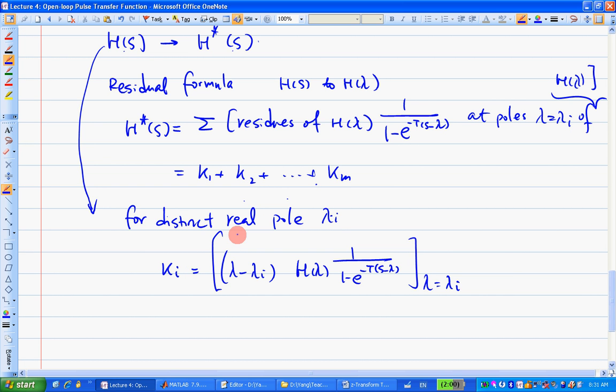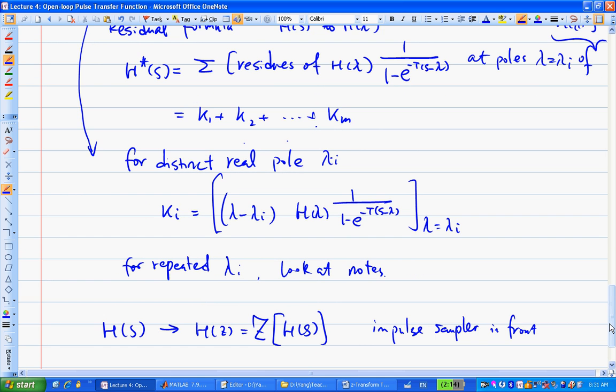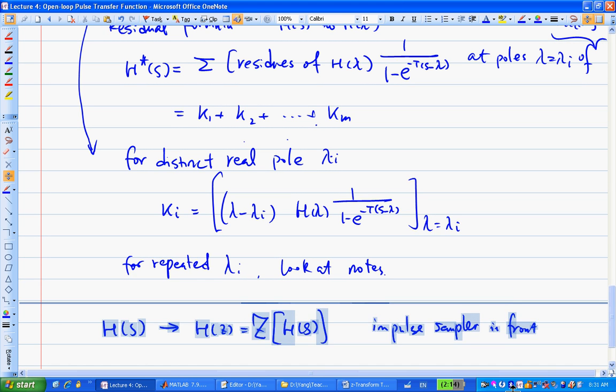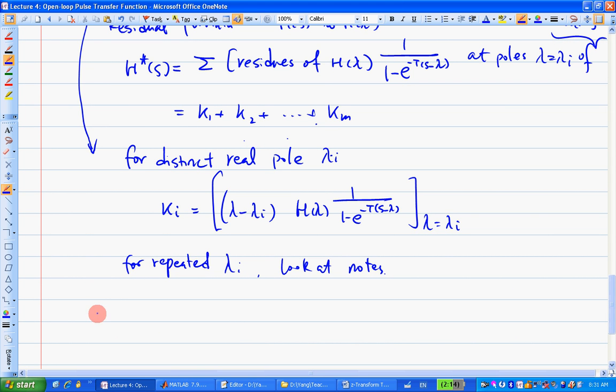If you have not just distinct, but repeated poles, there's another formula. Take a look at the lecture notes on that formula. It's a bit of a long expression, so I'm going to skip that. For repeated ones, look at the lecture notes. But I'll give you a very simple example right here to illustrate this formula.